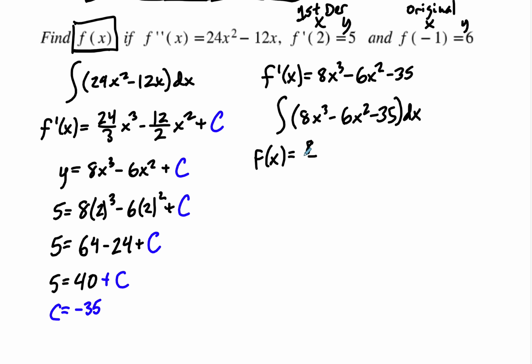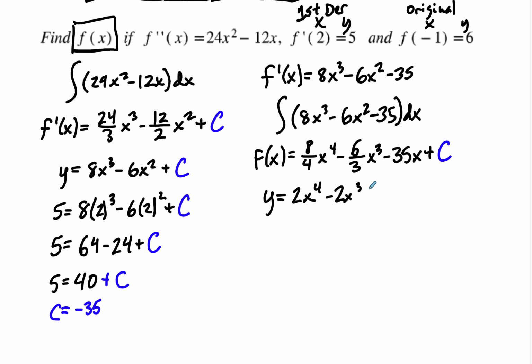We're going to have 8 divided by 4, x to the 4th. Remember, we're adding 1 here. Add 1 again here, and that means we divide by that same number, which is 3. And 35 gets an x. And then plus c that we've got to find in our original. Okay, so let's simplify this. We'll rewrite it as y and x so we can get our final answer. And then we've got this plus c.